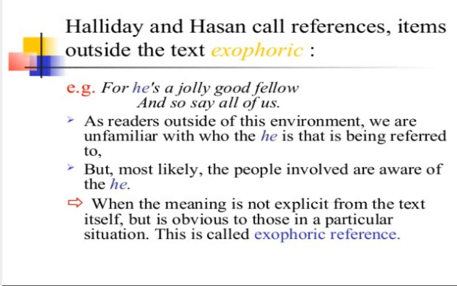For he is a jolly good fellow, and so say all of us. As readers outside of this environment, we are unfamiliar with who the "he" is that is being referred to, but most likely the people involved are aware of the "he". When the meaning is not explicit from the text itself, but is obvious to those in a particular situation, this is called exophoric reference.